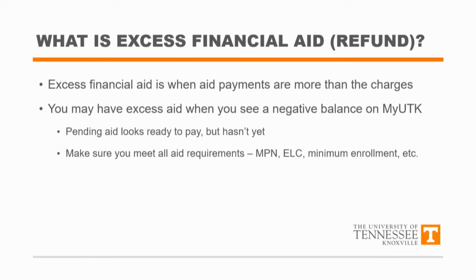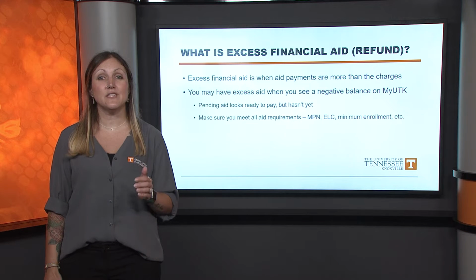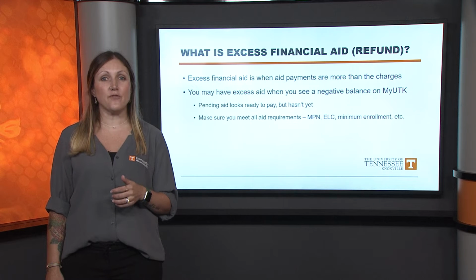This is essentially when you have overpaid the University of Tennessee. So this is when your payments exceed what you have been charged for. So when you see your account balance, you'll see a negative account balance. And so all that means is that the University of Tennessee owes you money. And so this can happen a variety of different ways.